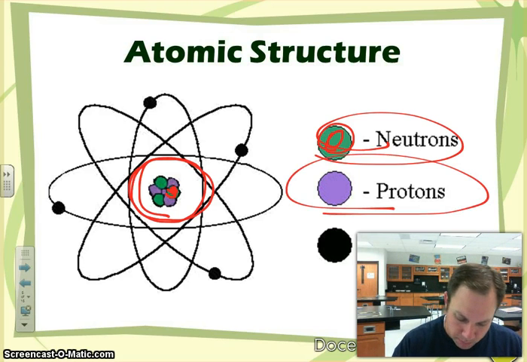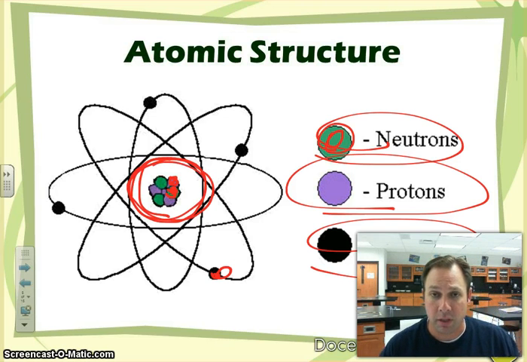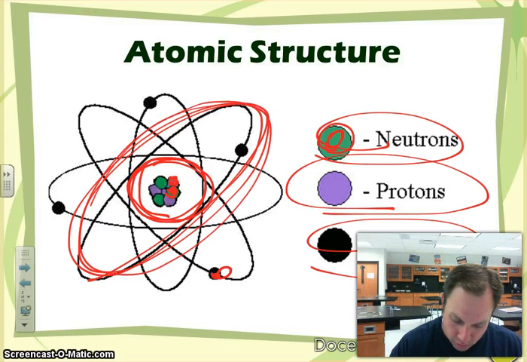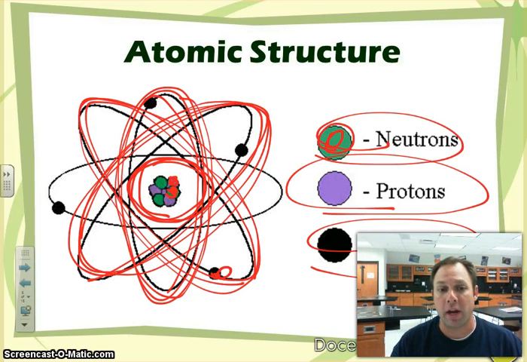Okay, so we have our protons, which are the little green particles, our neutrons, which are the purple particles. And then we have our electrons, which are these black particles. And the protons and neutrons are in there in the nucleus, and our electrons are orbiting. They're going around the nucleus in different pathways. Each electron is going in its own pathway, and they are going around or orbiting the nucleus.